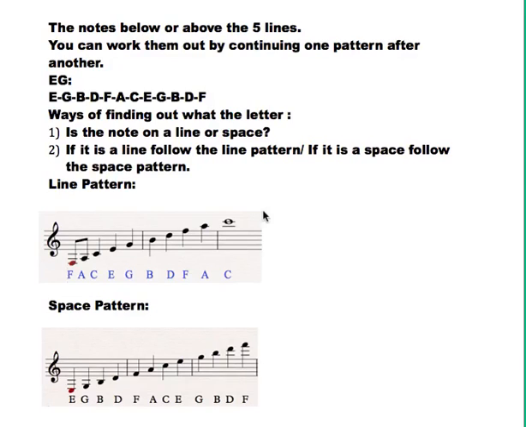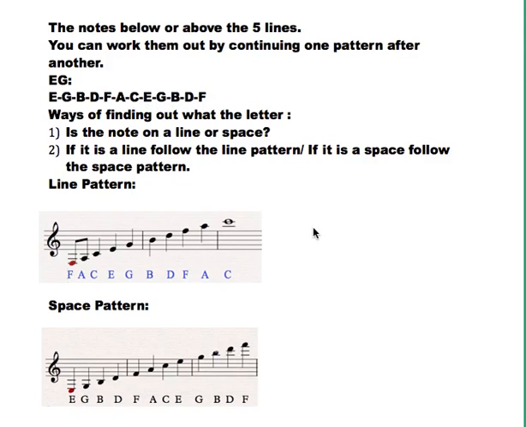Notes below or above the 5 lines, which is also known as the stave, you can work them out by continuing one pattern after the other. So let's have a look at the example. The first pattern that we learned for the lines is Every Good Boy Deserves Ferrari. And the second pattern for the spaces that continues on is F, A, C, E, and then we continue on with Every Good Boy Deserves Ferrari.